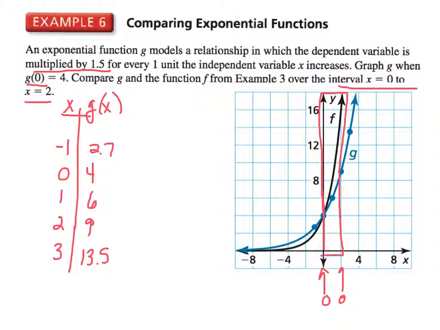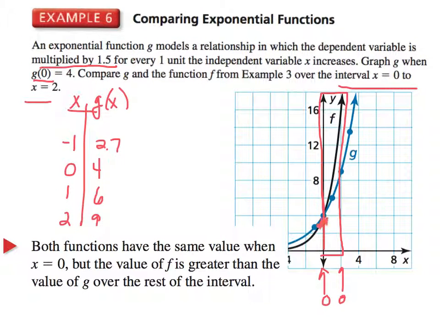You could say this. They both start at the same value. Both functions start at the same value when x is 0, or you can say they both start at the y-intercept of 4, but the value of f is greater than the value of g over the rest of the interval. That's it. Notice how f increases more than g. That's all you had to say.